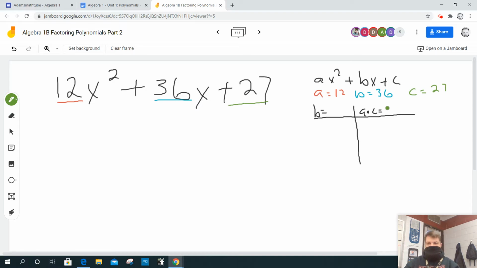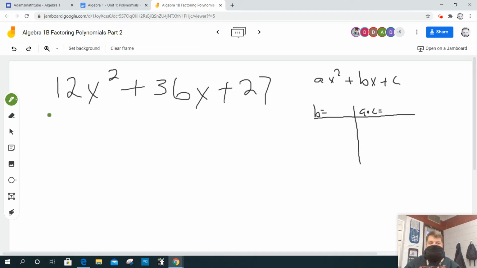So A times C, oh, wait a second. As I look at A, B, and C, those are extremely large numbers. I don't want to multiply 12 times 27 and then figure out all that stuff. That's too big. So I'm going to back up a little bit. And I just realized something. All of these numbers are divisible by 3. So I'm going to do that.